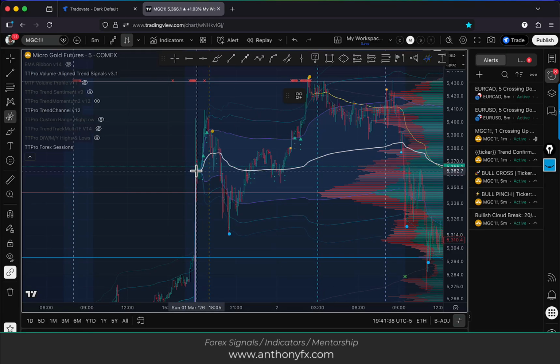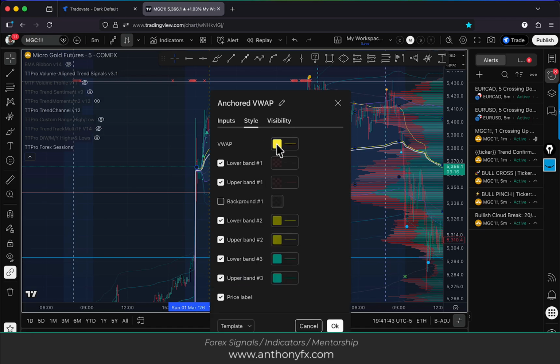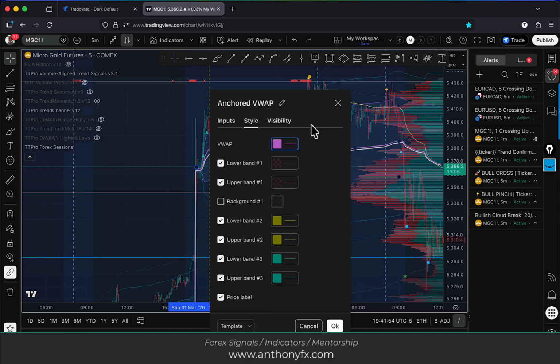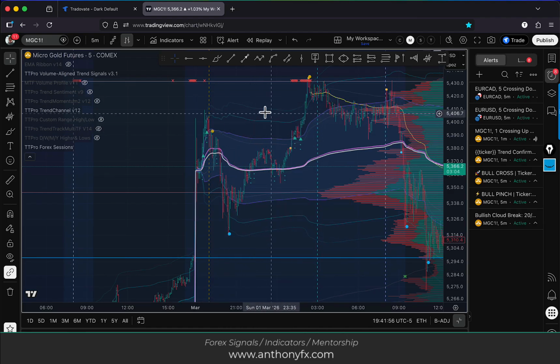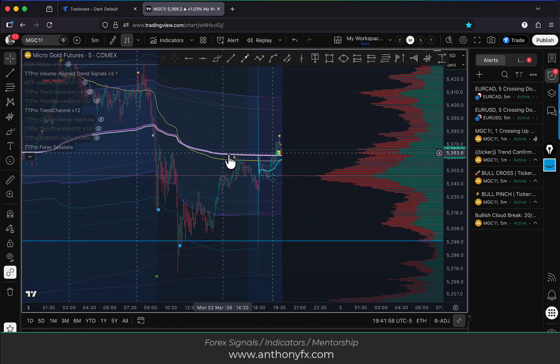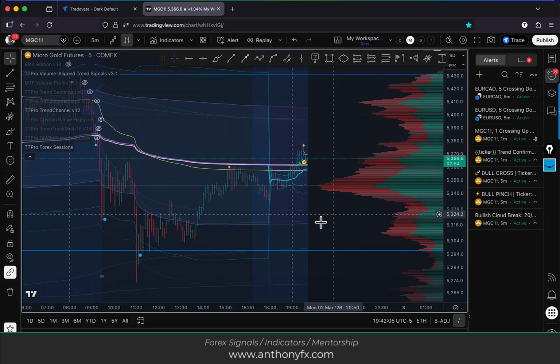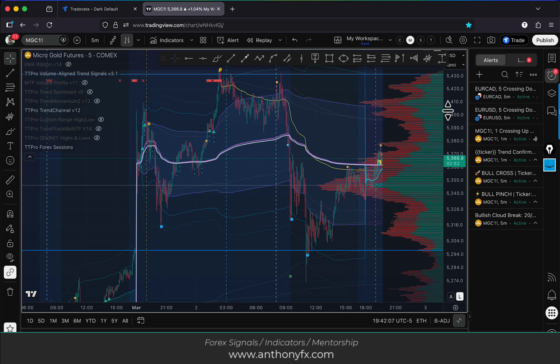So it starts here, and I'm going to mark it purple. Color it purple to show you this. Okay, and I'll increase the thickness. So that's the weekly VWAP, and we've got that on the indicator. So it's just running with the current month and the current week. It's the same at the moment. So what's important with this is it's bullish.